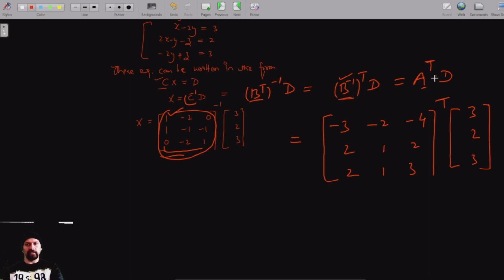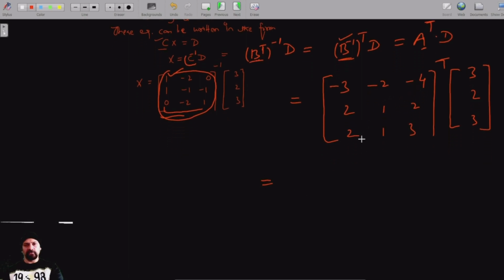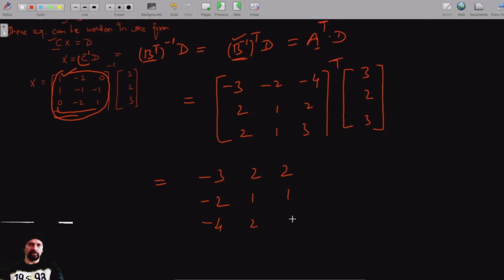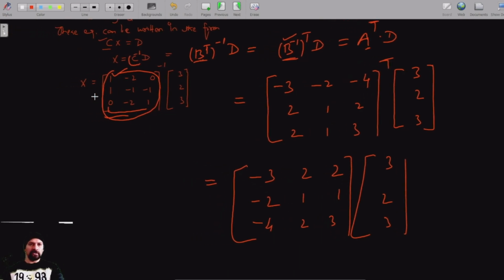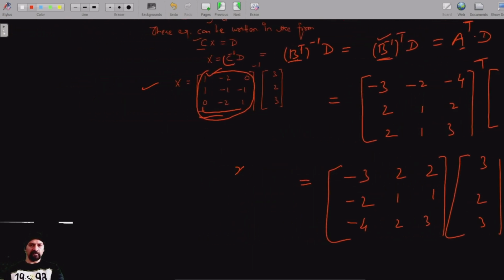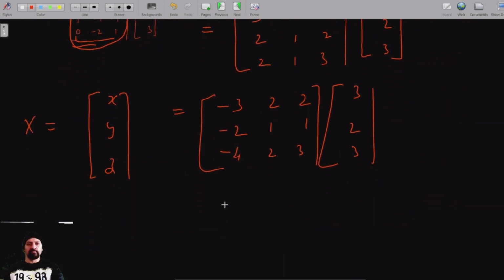And now B transpose inverse can be written as B inverse transpose. So B inverse is A. So it's A transpose into D, and A is 3, minus 2, minus 4. So let me do its transpose now. So it's minus 3, 2, and minus 2, 1, 1, and minus 4, 2, 3. So this is now the transpose of A. We have to multiply it with 3, 2, 3, and that will give me X. X is X, Y, and Z.